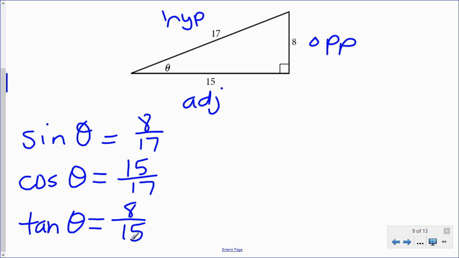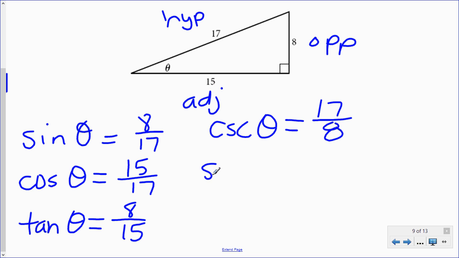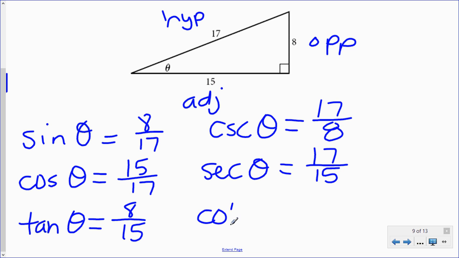All right, now the remaining 3 are reciprocals of the first 3. So the reciprocal of sine is cosecant theta. So all you have to do is flip it. It'd be 17 over 8. All right, the reciprocal of cosine is secant theta. So again, we're just flipping it. And the reciprocal of tangent theta is cotangent theta. And so again, we're just going to flip it. And now we have the 6 trig ratios for theta.